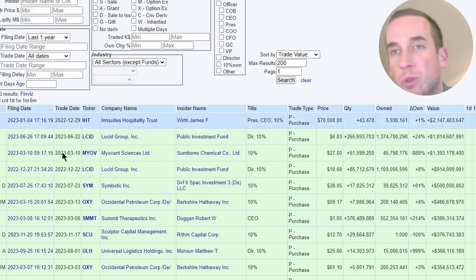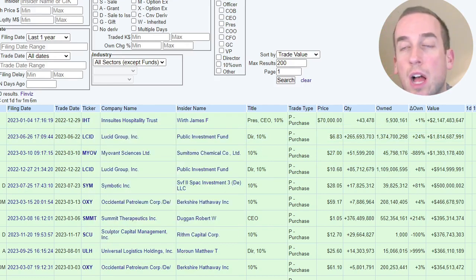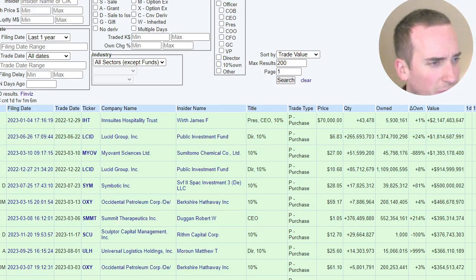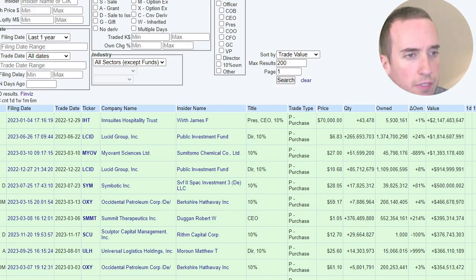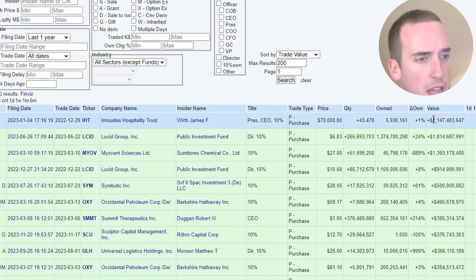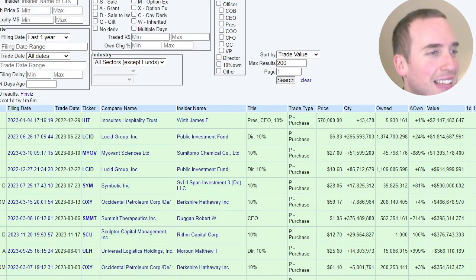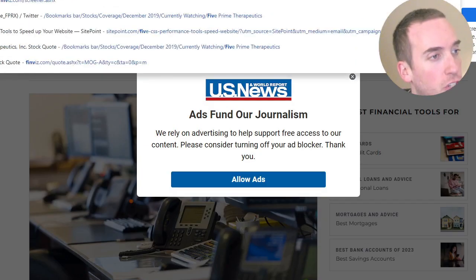Yeah, you guys can see the stock symbol right here, this column. Okay. Whoa. Okay. So, looking here, I just want to make sure. I have this based off of trade value. So the trade value is in this column right here. We can see 2,147 million by James F. Worth for ticker symbol IHT. Let's take a peek at ticker symbol IHT, FinViz.